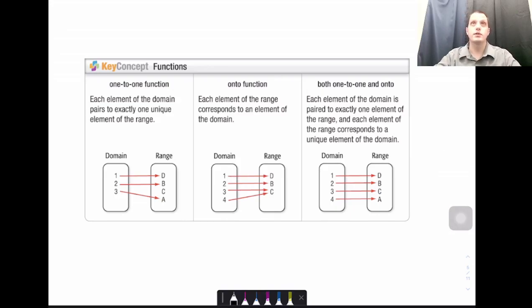Then we have both one-to-one and onto. So in this case, each x has a unique y. So 1 goes to D, 2 goes to B, 3 goes to C, and 4 goes to A. So with onto functions, two x's can go to one y, or one thing in the range. And then with one-to-one functions, in this case, there may be more values in the range than there are actually in the domain.